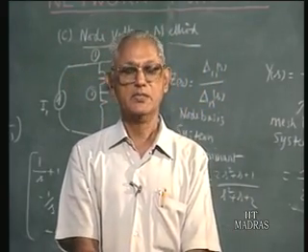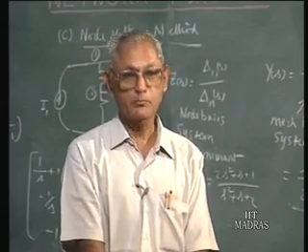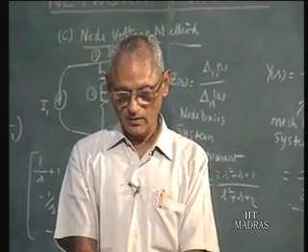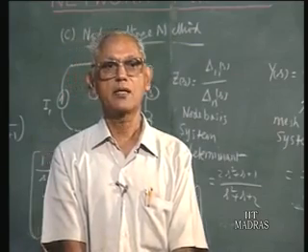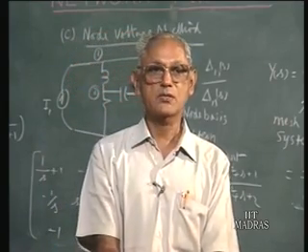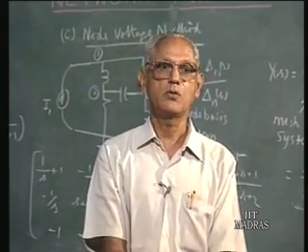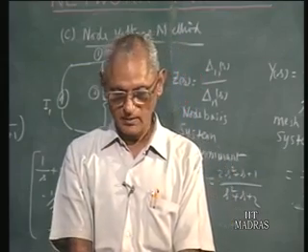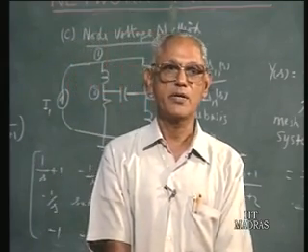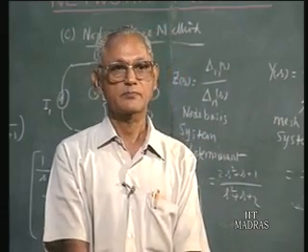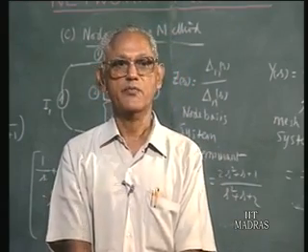Then we went to a discussion of the distinction between one-port networks and two-port networks. And then we took for special consideration a one-port network, and we saw that in a one-port network the network function that we can think of is the ratio of voltage to current or current to voltage. So depending upon the excitation, we define the driving point impedance or driving point admittance function. Both are reciprocals of each other.